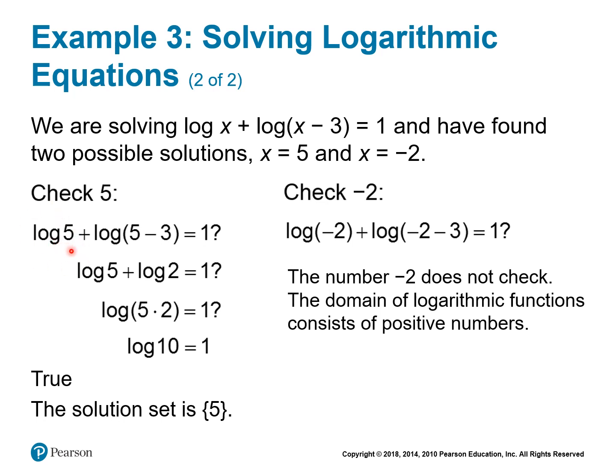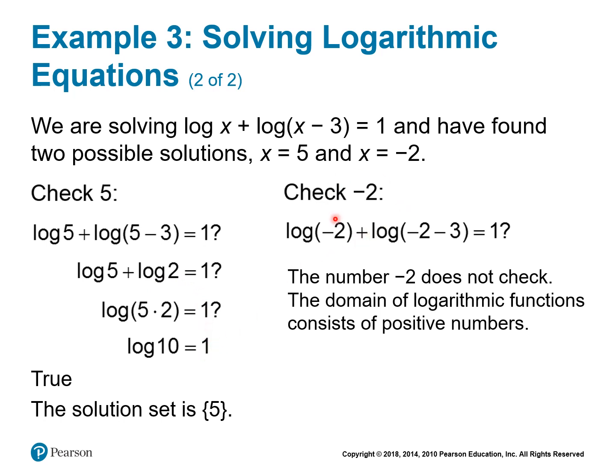So we have log of 5 plus log of 5 minus 3 when we plug in the 5, and we get log of 5 plus log of 2. Is it equal to 1? And when we do the computation we have log of 10 equal to 1. You see what they have done here? They have applied the product rule on log of 5 plus log of 2 and rewritten it as log of 5 times 2, which is log of 10, which equals 1.